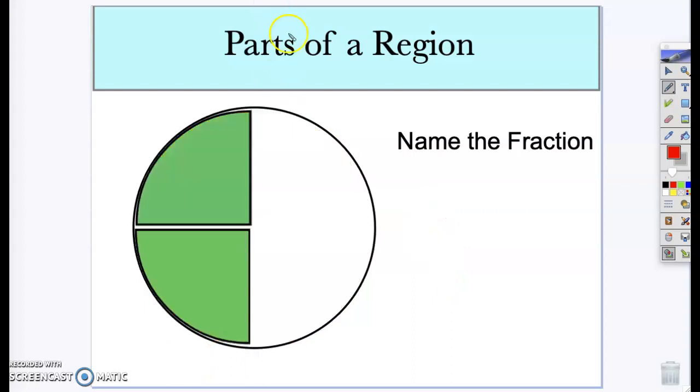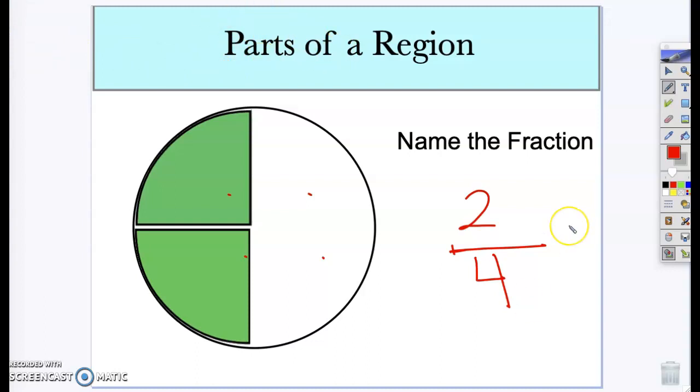So my fraction for this would be 6/7. If we try another one, for this one we have 2 parts that are shaded, so my numerator is going to be 2. And then for my denominator, we have to do a little bit of investigating here. We have 2 parts, and if we were to look on the other side, there would be another 2 parts over here. So there would be a total of 4 parts. So 2/4 is our fraction. So that's parts of a region.